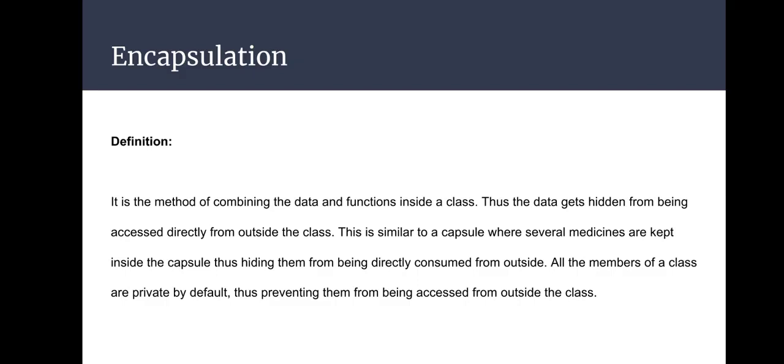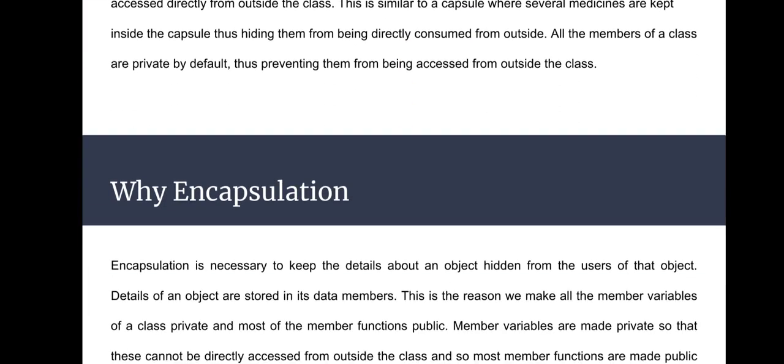All the members of a class are private by default, thus preventing them from being accessed from the outside of the class. It means that if we declare a data member or function within a class, then by default they will be declared as a private member of the class, and they are hidden from the outside world, and we cannot access those members from outside the class by using the object of that class.